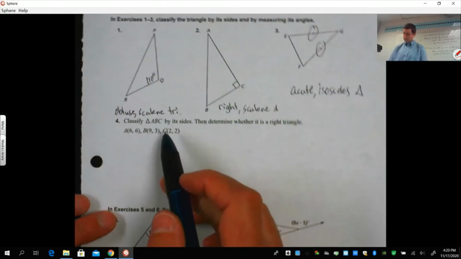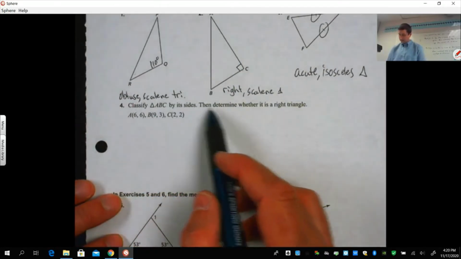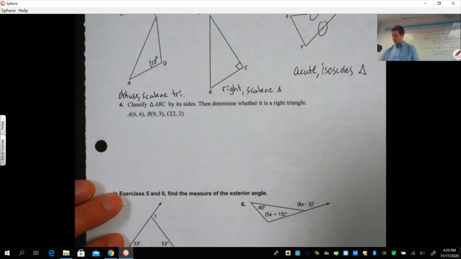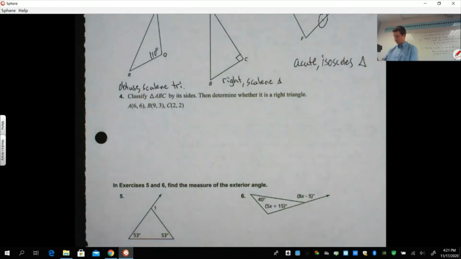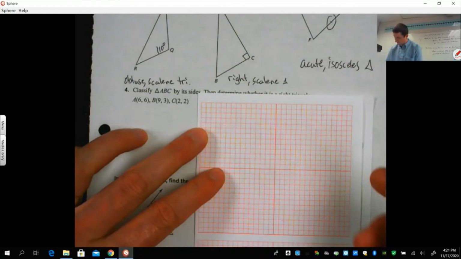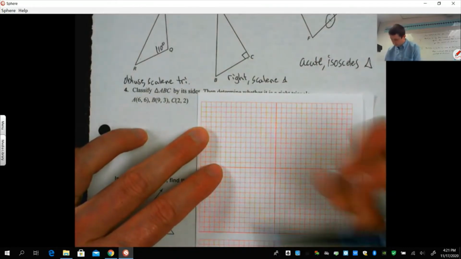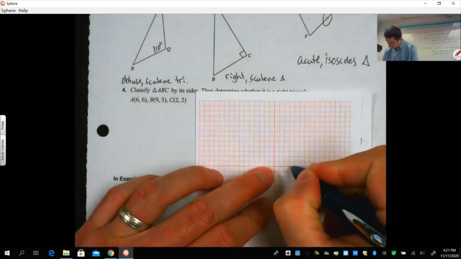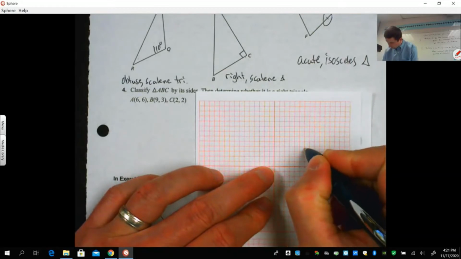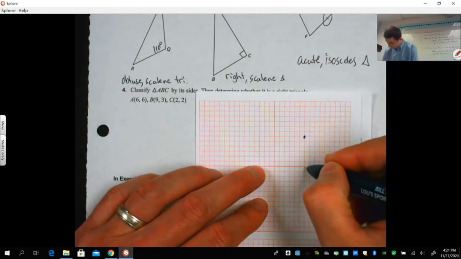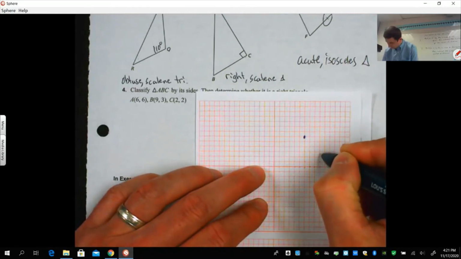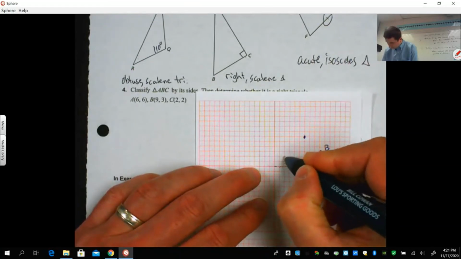Okay, on the coordinate plane, classify triangle ABC by its sides, then determine whether it is a right triangle. So on graph paper, you would put your symbols on here. Let's use blue. So A is at 6, 6: 1, 2, 3, 4, 5, 6, 1, 2, 3, 4, 5, 6. There's A. B is at 9, 3. So that's 6, 7, 8, 9, 1, 2, 3. And C is at 2, 2.